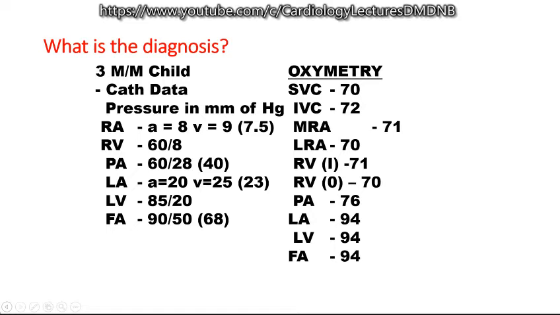Oximetry, sir. Is the patient having pulmonary vascular resistance? We are not looking at the oximetry data, but looking at the pressure data. What is the normal pressure drop across the pulmonary vasculature? Normal pressure drop, if it is a gradient, should be less than 12, sir, or if it is diastolic, less than 7, sir.